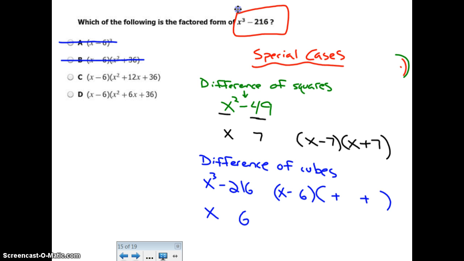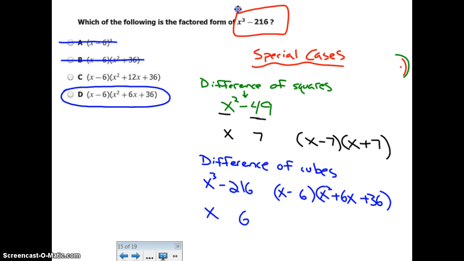But the other thing is square smash square. Okay, so we're going to square our x and get x squared. Then the smash part is 6 times x, which is 6x. Okay, and then you square the 6 and you get 36. So now we have our answer, which is D.